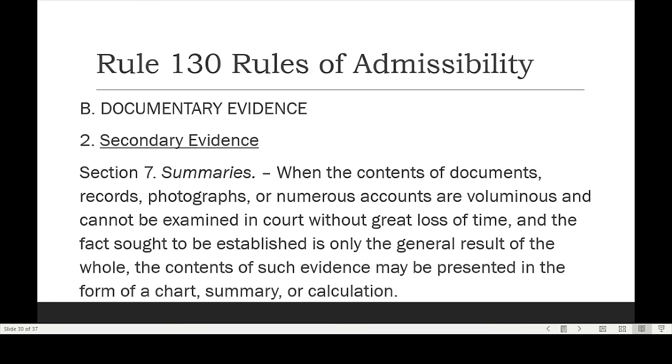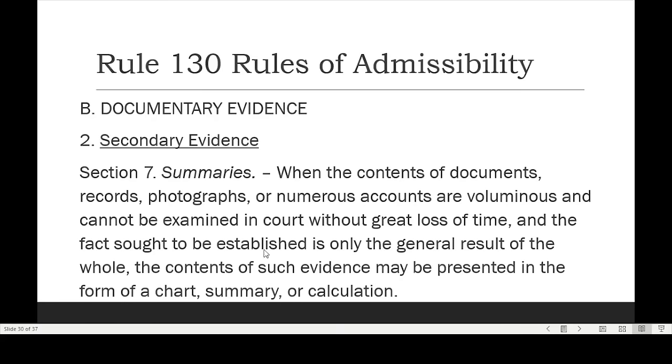Okay? So, the requirements here is that the documentary evidence are voluminous. And then, second is it cannot be examined in court without great loss of time. And third is the facts sought to be established is only the general result. Okay, we must comply with those requirements, requisites must concur. And if the requisites concur, then the secondary evidence may be presented.